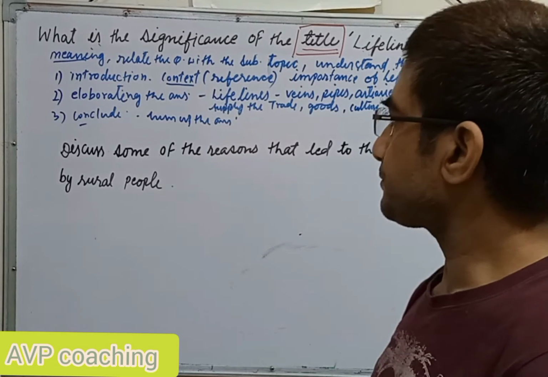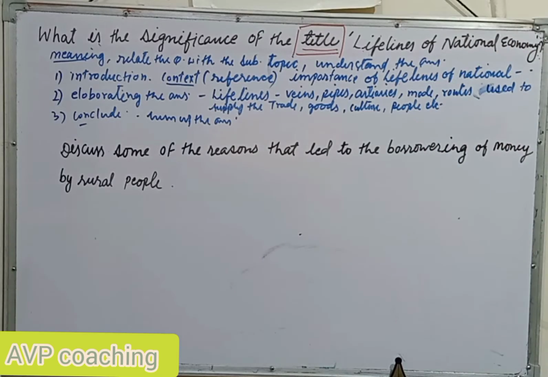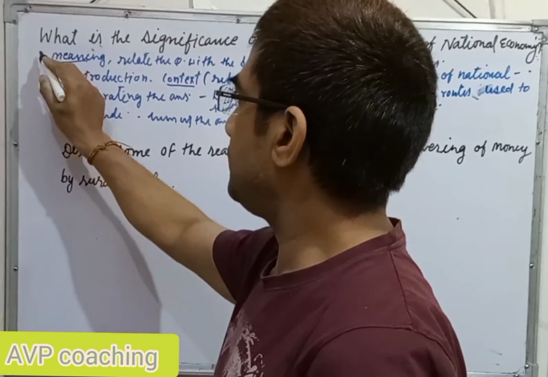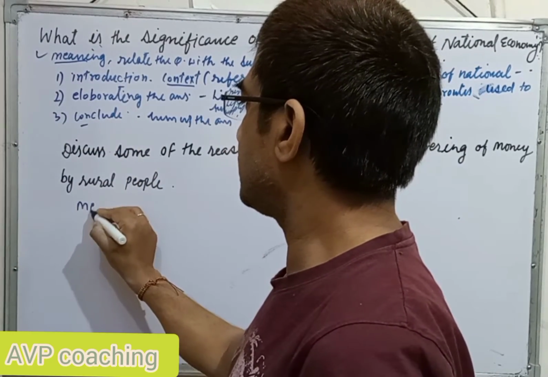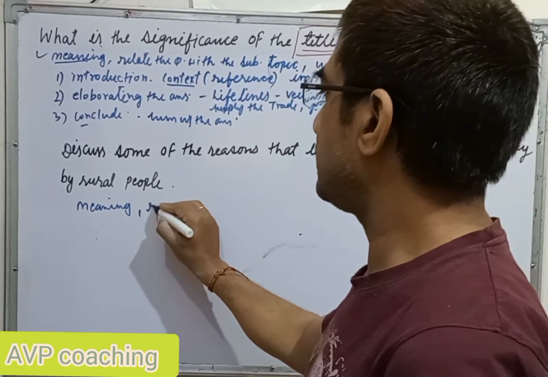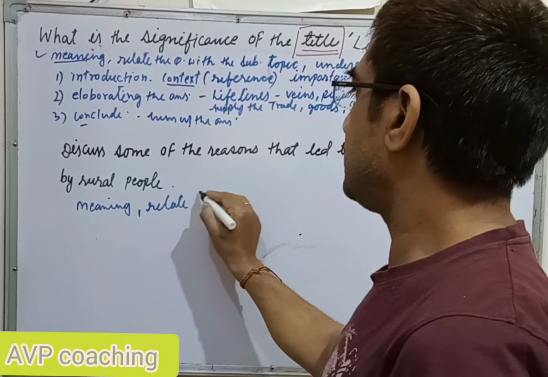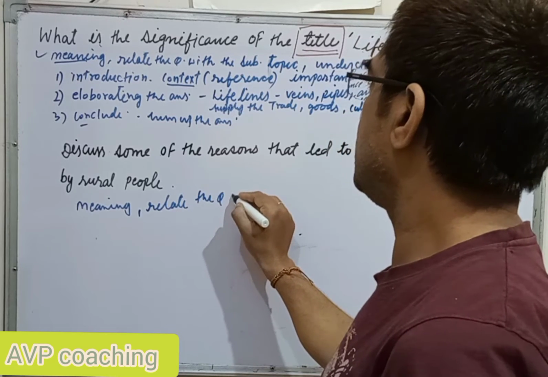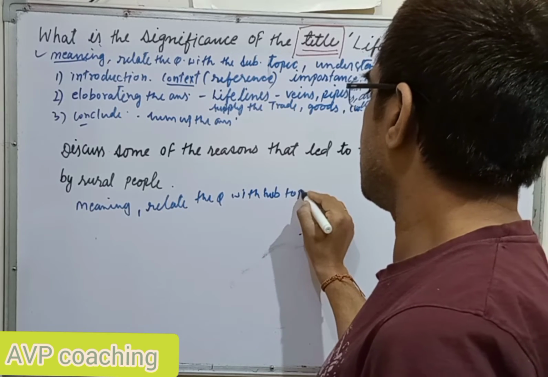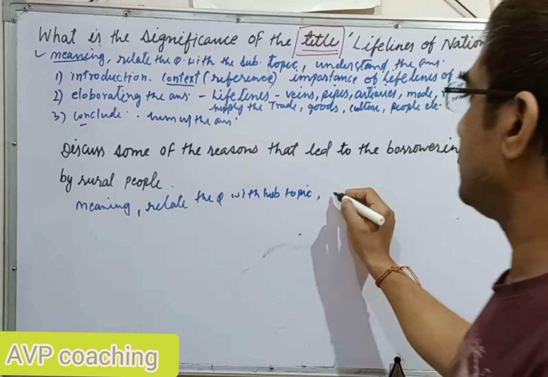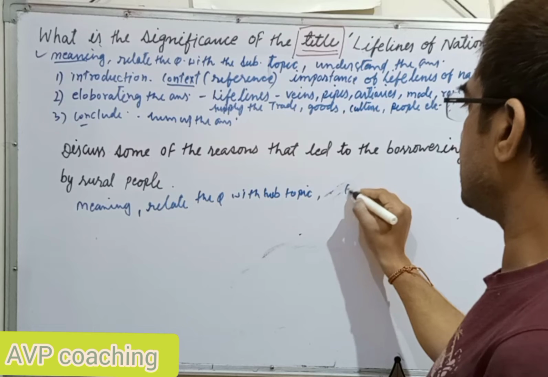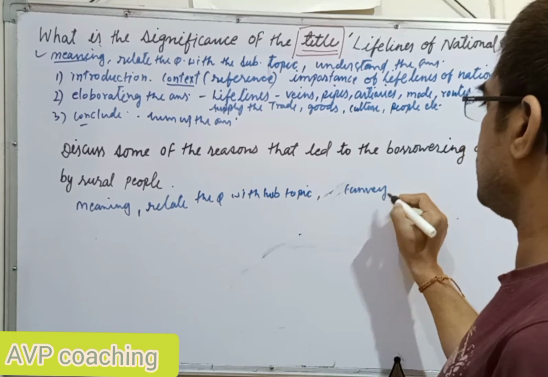I hope you are going to understand. Second question: discuss some of the reasons that led to the borrowing of money by the rural people. So the same steps you have to apply. Meaning of the answer you have to clear yourself, and relate the question with a subtopic, and then you have to write the answer in a very convey way. You are conveying the answer. Okay? Convey the answer.